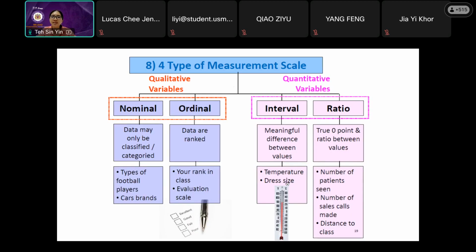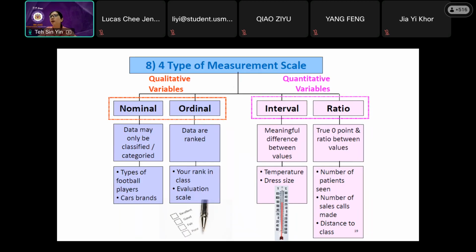When you say the dress size is 0, it doesn't mean no dress, which means the size is super, super small. Size 0 is almost not possible for us to wear. Okay, so that is the meaning. And observe that nominal and ordinal are qualitative variables, whereas interval measurement scale and ratio measurement scale are for quantitative variables.